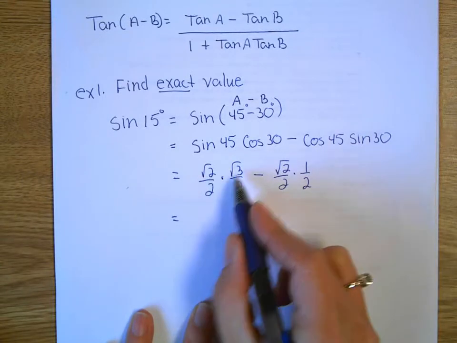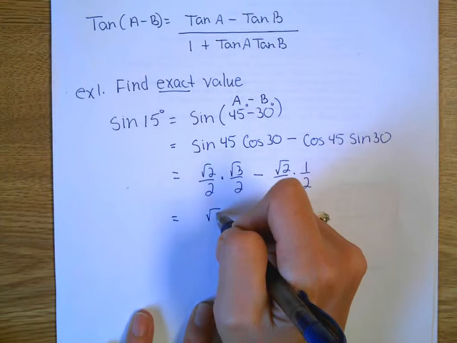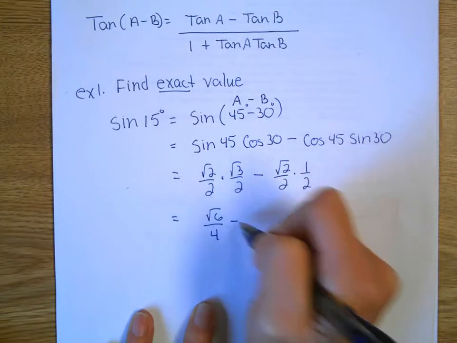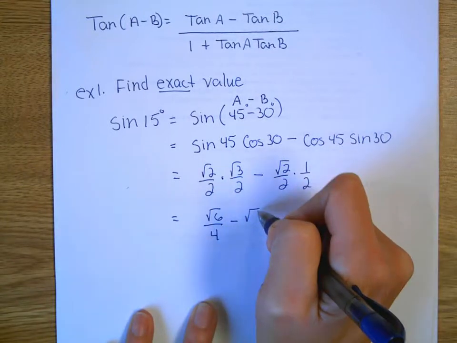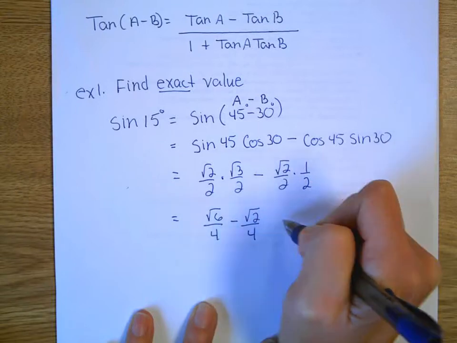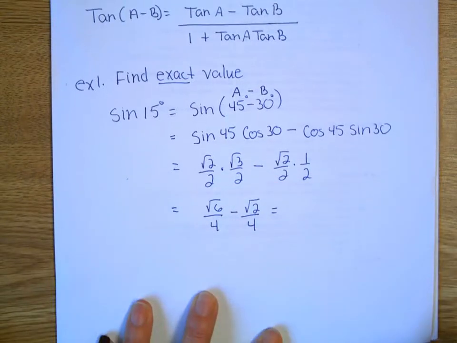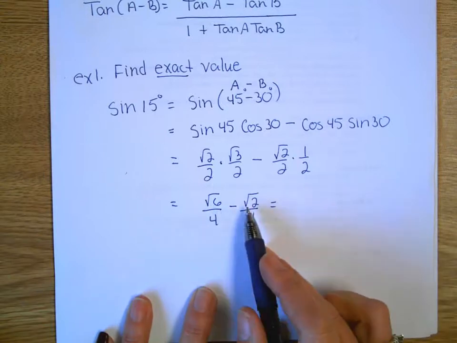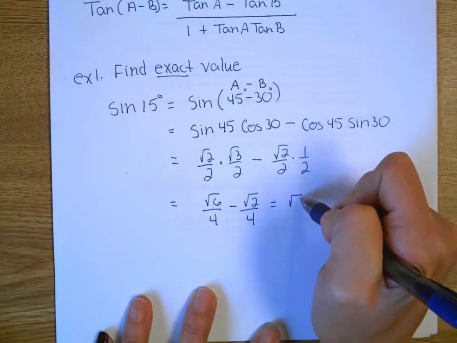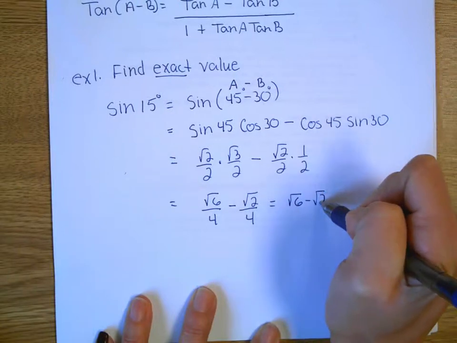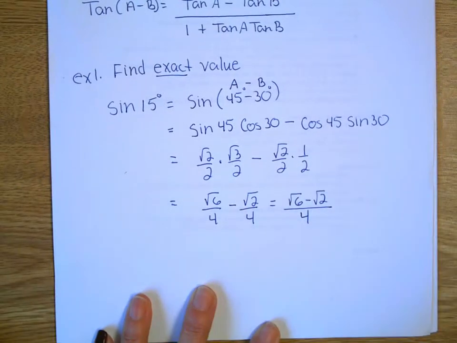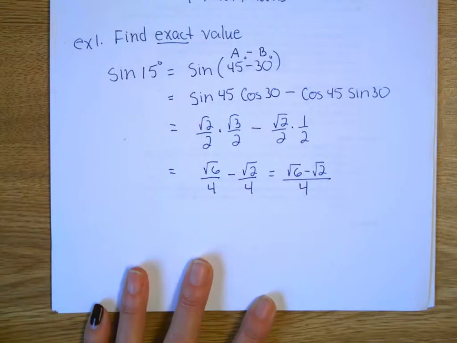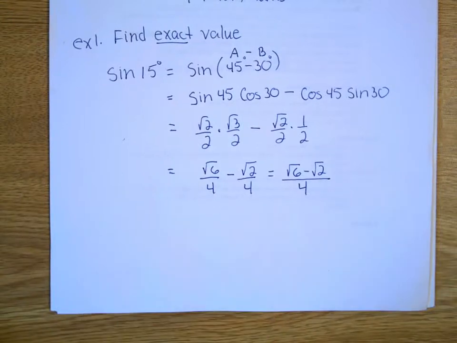Here we're going to get square root of 6 over 4 minus square root of 2 over 4. And if you remember, you cannot subtract underneath square roots. That's not legal, so they stay separate. So square root of 6 minus square root of 2, all over the common denominator 4. If it was a tangent one, you just follow the tangent identity.